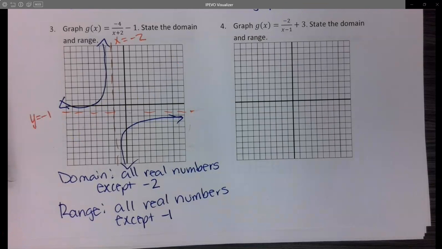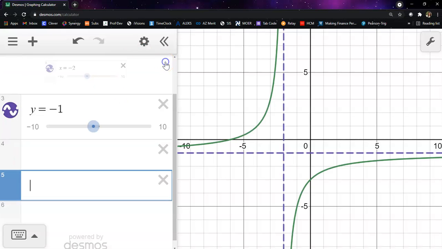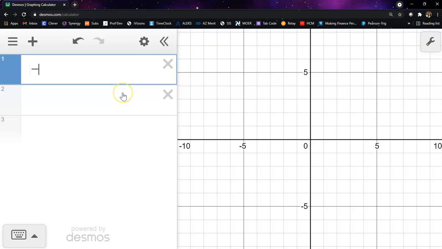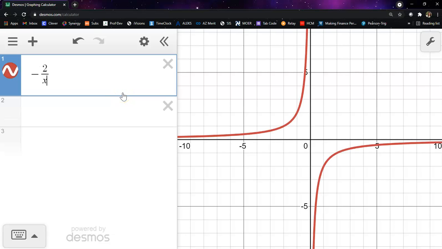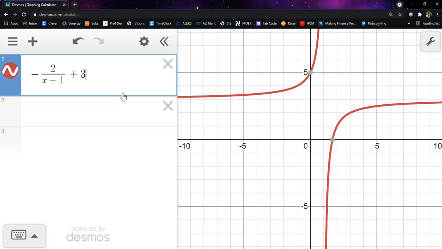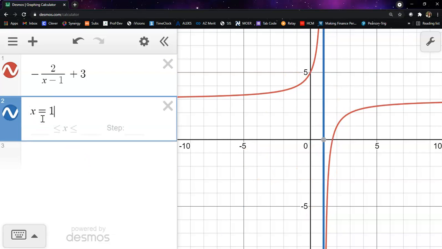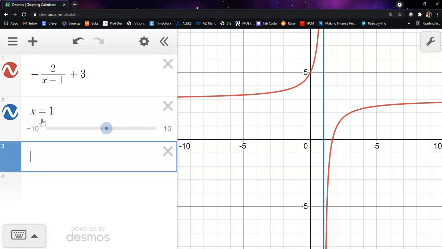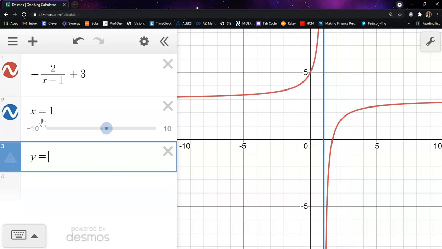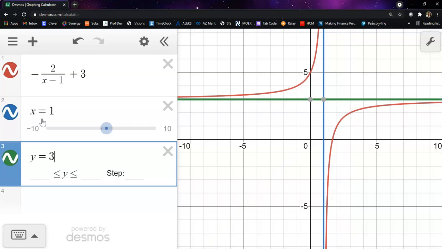Okay, so I want to do the same thing for number 4. I want to go ahead and graph this. This one is -2 over x minus 1 plus 3. So if I look, in between my 2 red lines is x equals 1. And then in between my two red lines horizontally is y equals 3.